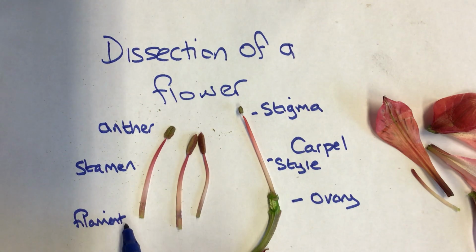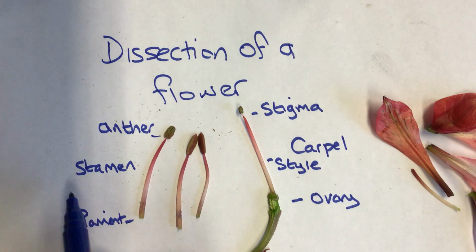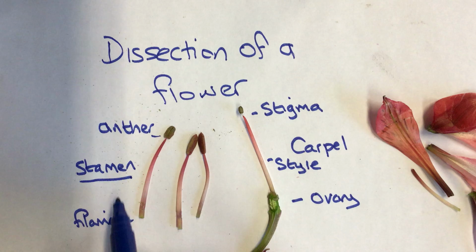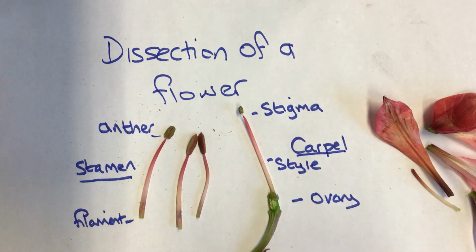Okay, so filament, anther, stigma, style, ovary, and the stamen is the full name for the male reproductive organ, and the carpel is the full name for the female reproductive organ.